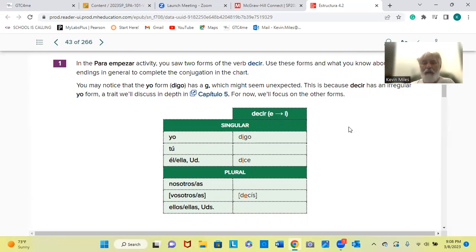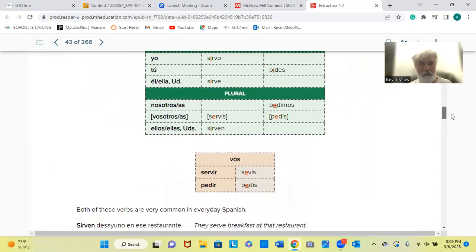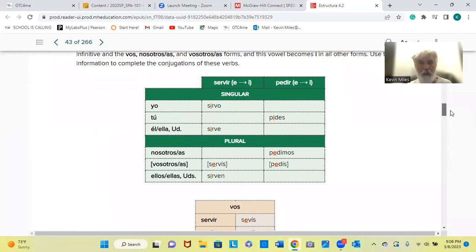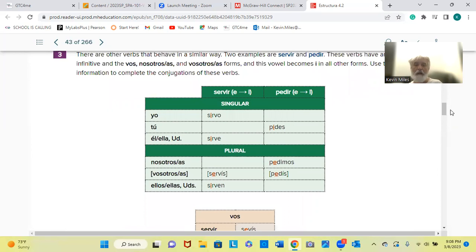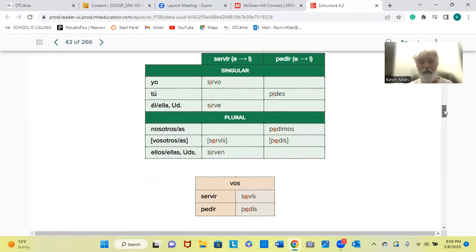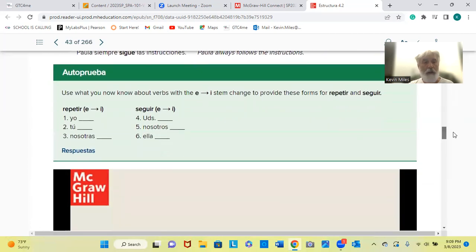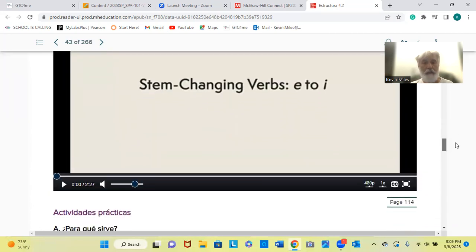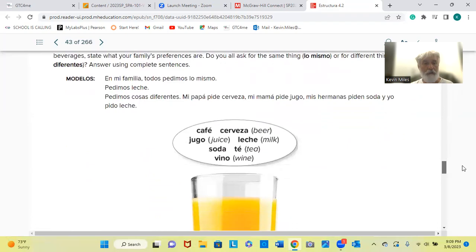And I will just add one thing here. The yo form is irregular. On top of it being a stem changer, the yo form, digo, is irregular. Okay, let's see. Here are some more E to I verbs, servir, pedir. And again, I have a video up on this that you can go through. All right, and let's take a look here.